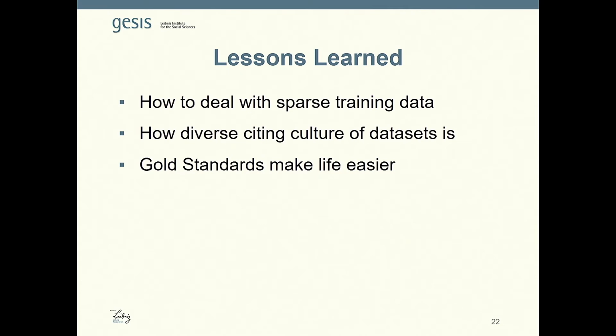The other lessons are how diverse the citing culture of datasets is, and that gold standards make life much easier. Even if you don't have them for training, during development a smaller test set where you can say, okay, it looks quite good, helps, and it's not just guessing.